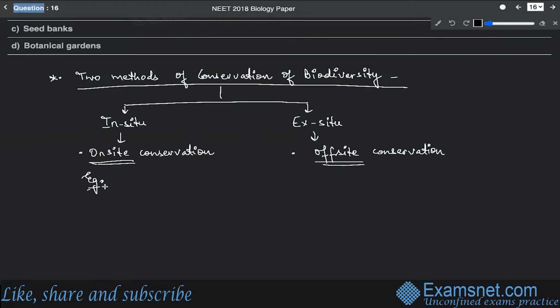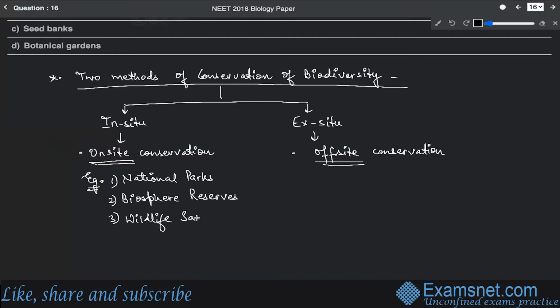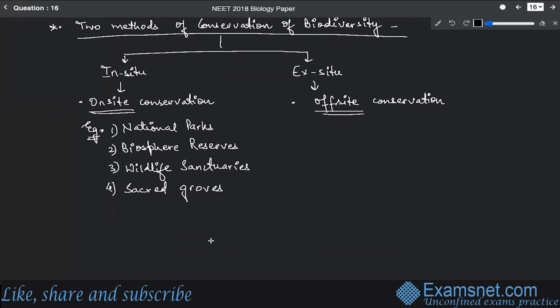So in situ conservation includes national parks, biosphere reserves, wildlife sanctuaries, then sacred groves. All right, so these are the examples of in situ conservation.